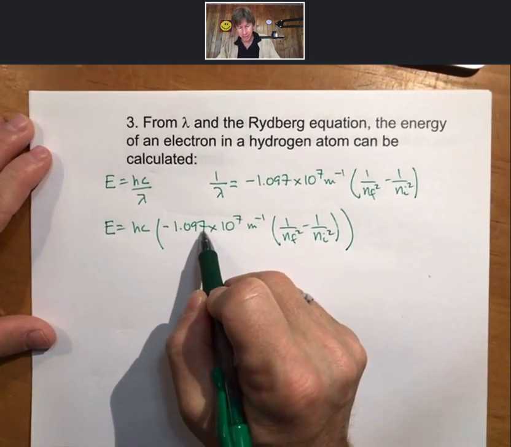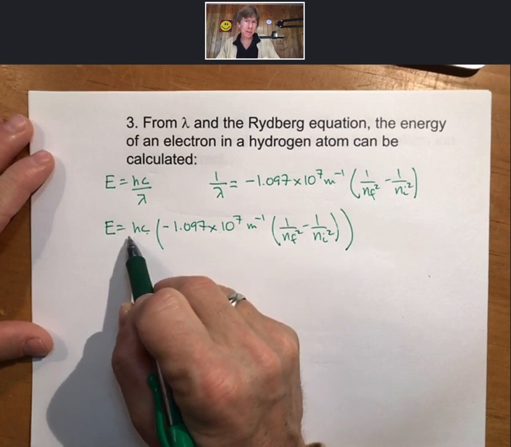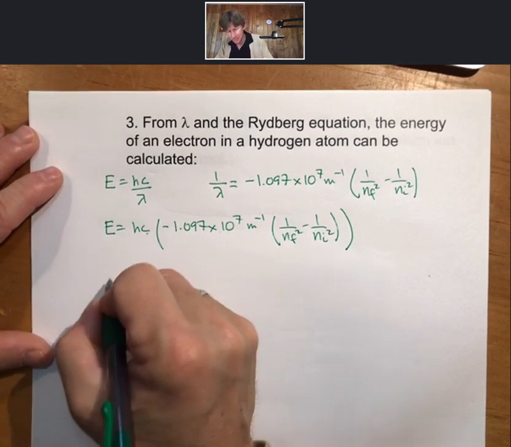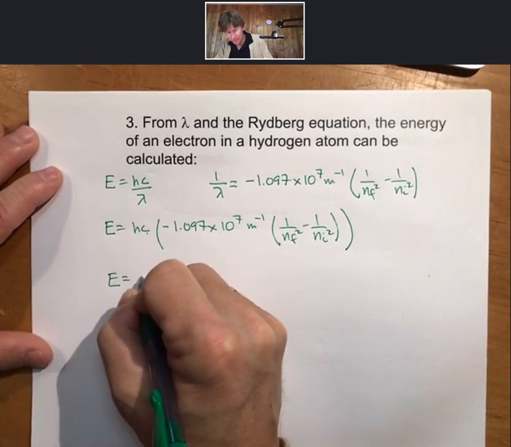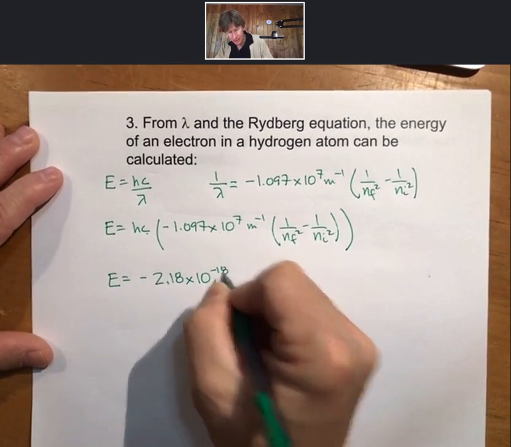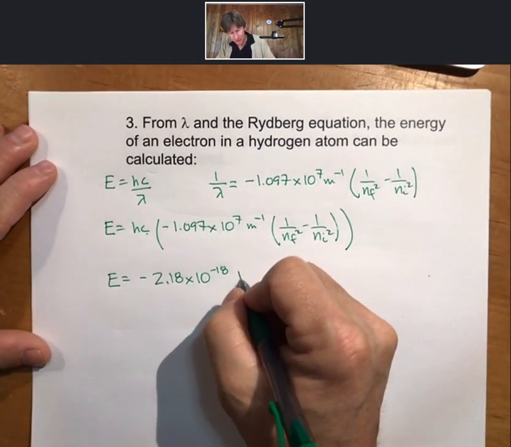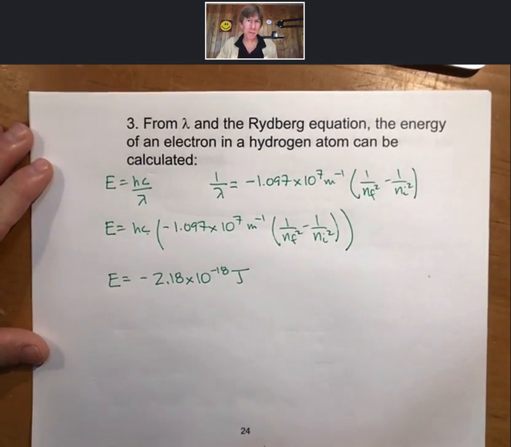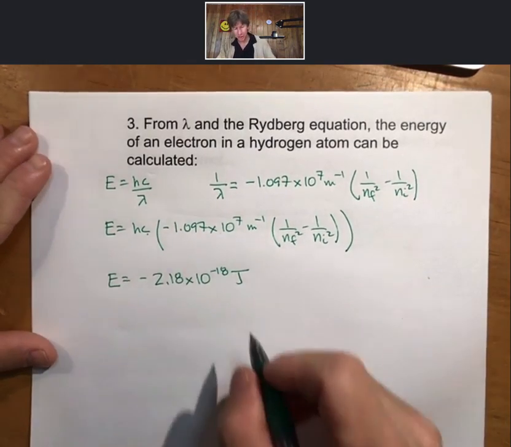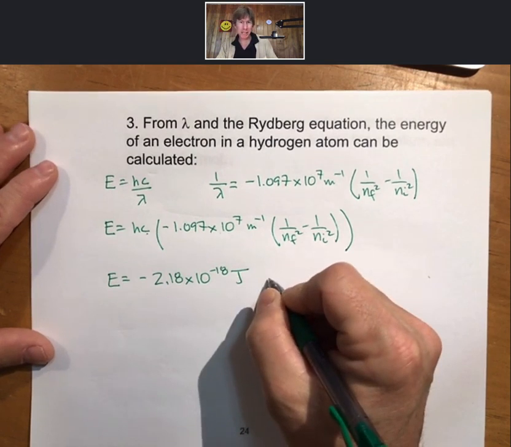This number, this constant, times the speed of light, which is constant, times Planck's constant, gives us, if we multiply all those three numbers out, minus 2.18 times 10 to the minus 18. Our units, which we will not show, but believe me, it works out, will be joules. Leave a little space here because we're about to put something in a minute.